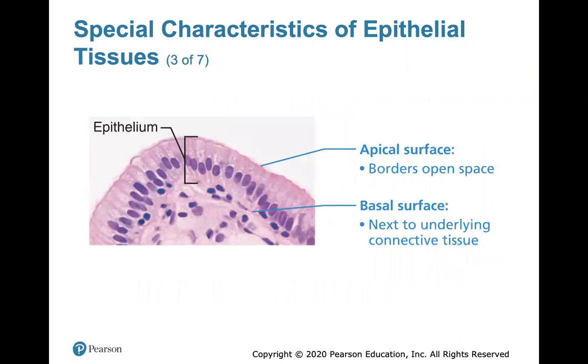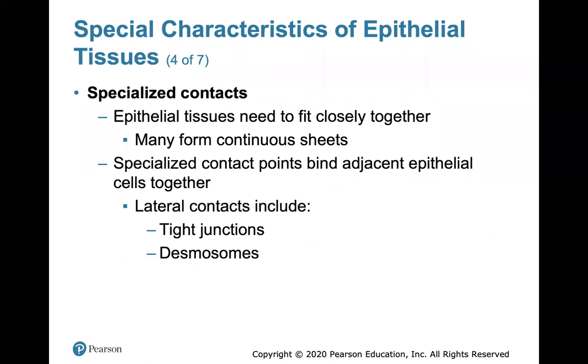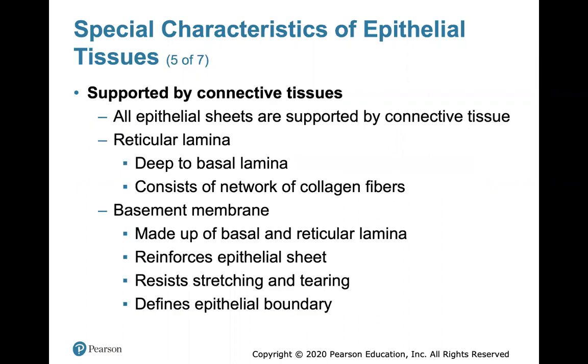So here's an example of epithelium, with the apical surface being a border to the open space and the basal surface being next to the underlying connective tissue. There are specialized contacts where these epithelial tissues need to be closely fit together. So they have lateral contacts between cells that include tight junctions and desmosomes.